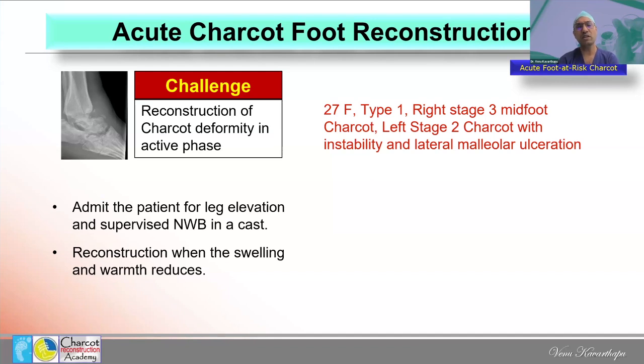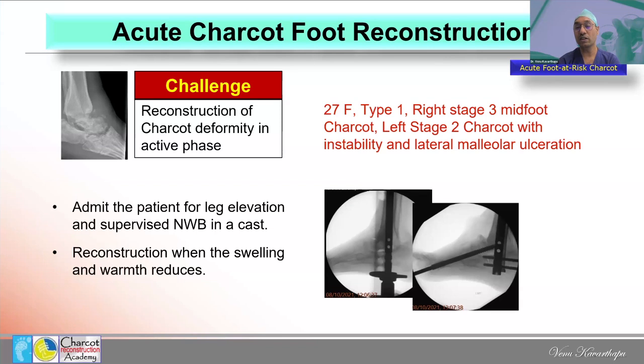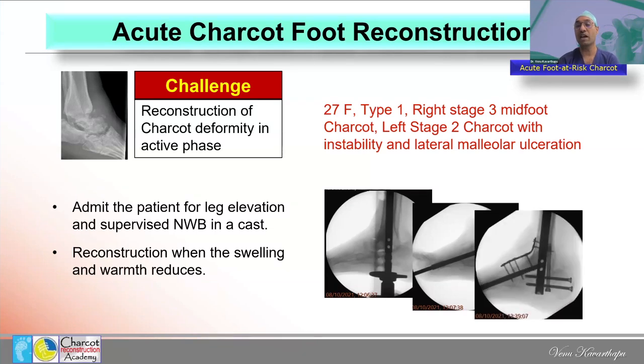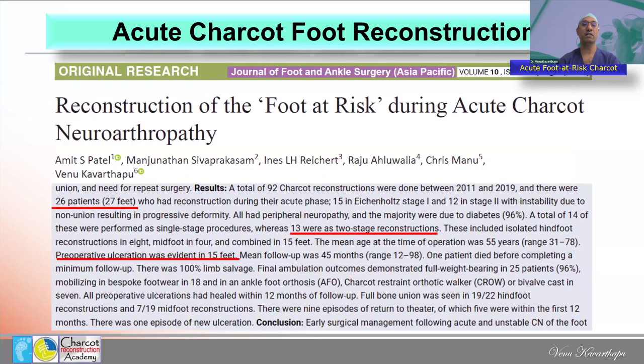So for such limb-threatening patients, if the ankle is still badly swollen, you need to admit. We admit the patient under supervised leg elevation and non-weight bearing in a cast, and usually within a week the swelling and warmth reduce so that you can do the reconstruction. On this occasion, both the hindfoot and midfoot were reconstructed. The alignments are regained, and stable bone fusion was achieved.